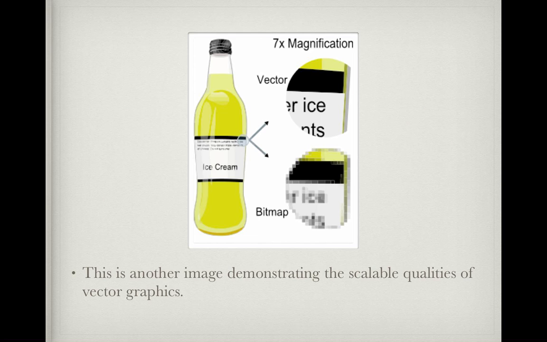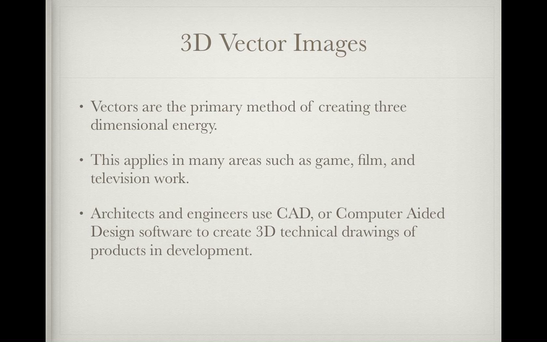As you can see, the bitmap image is highly pixelated and is unreadable, where the vector image is crystal clear at 7 times magnification of small text on a bottle of ice cream, apparently.